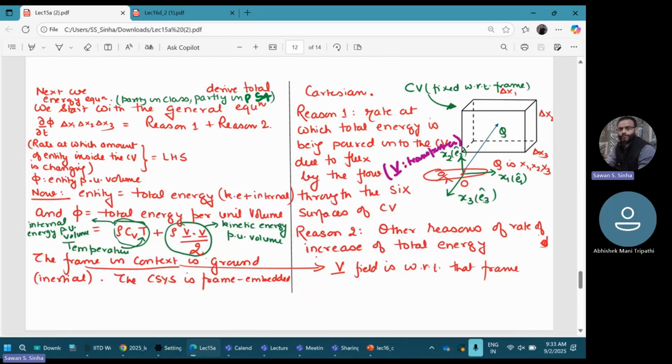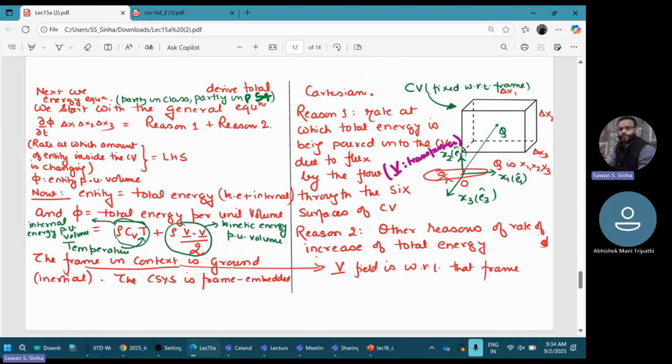T is temperature, and CV is, what is CV? Specific heat at constant volume. The frame in context is the ground frame, an inertial frame, and our working coordinate system is going to be a Cartesian coordinate system, which is frame embedded, which I'm showing here. Q again has these coordinates x1, x2, x3, which is the centroid of the control volume.